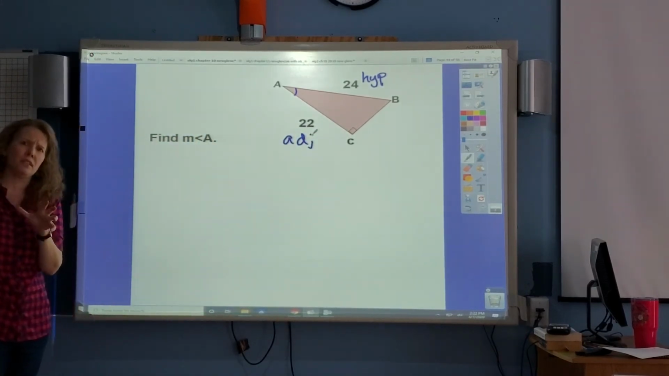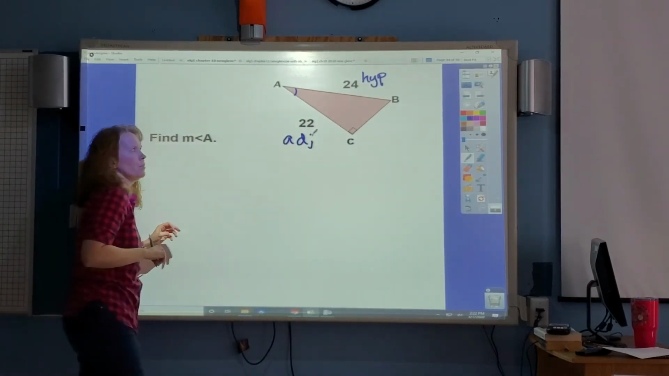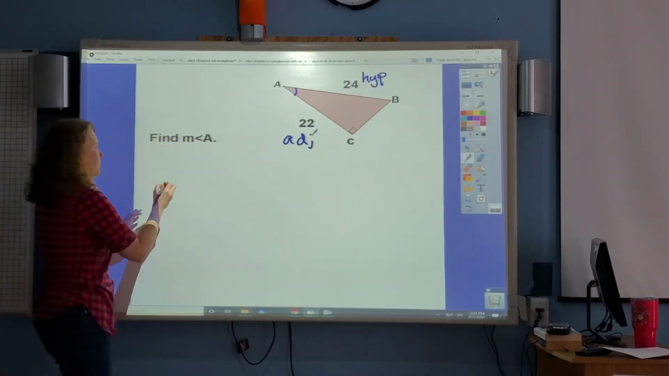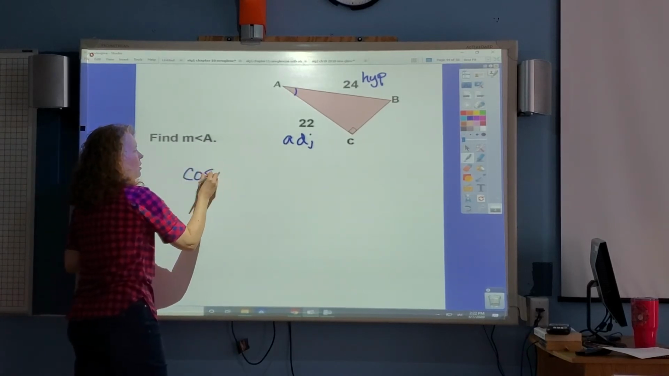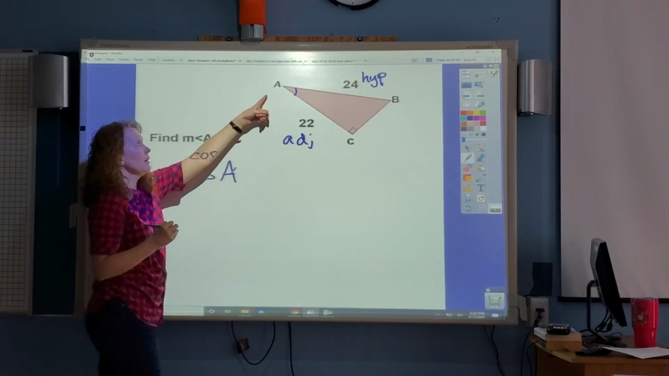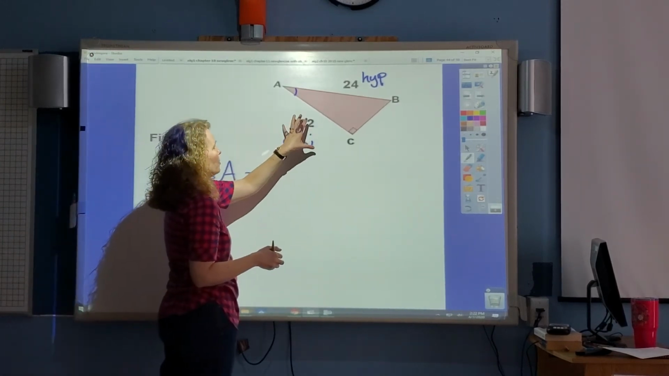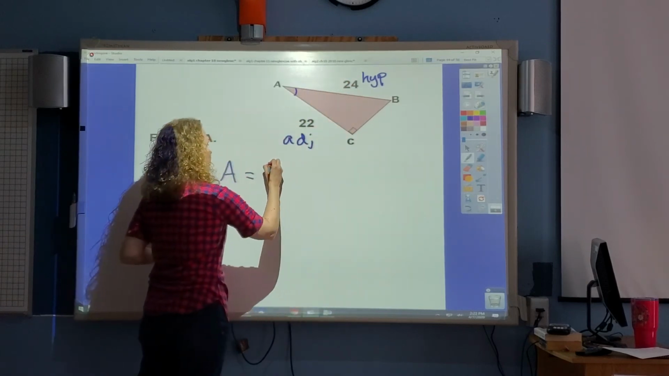So here's how you're going to set this problem up. You're going to figure out, first of all, which trig ratio uses adjacent and hypotenuse. That would be cosine. So you would state it this way. Cosine of A would be equal to, here's where you build the fraction. And we're going to do 22 over 24.